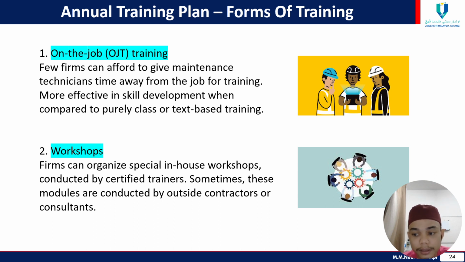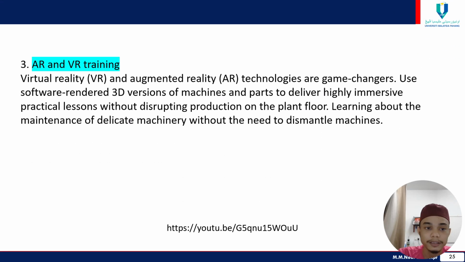For example, workshop: if any company buys a few machines, they need them, and they don't have the knowledge. Basically, they will invite a third party, which is the manufacturer of the machine, to brief them about the machine.